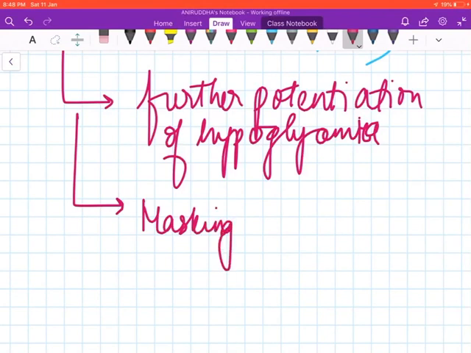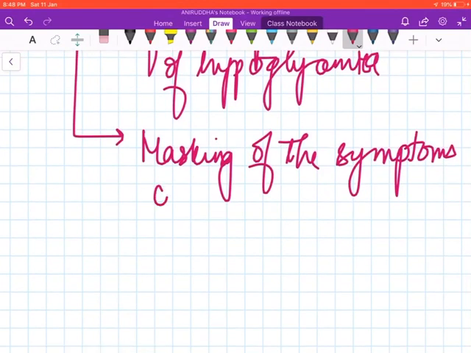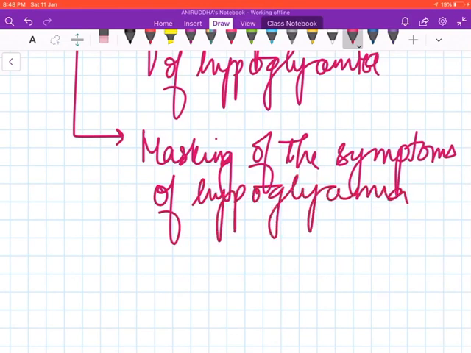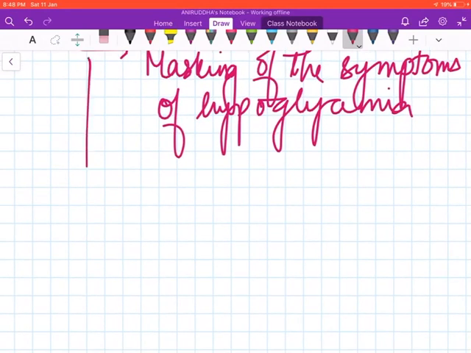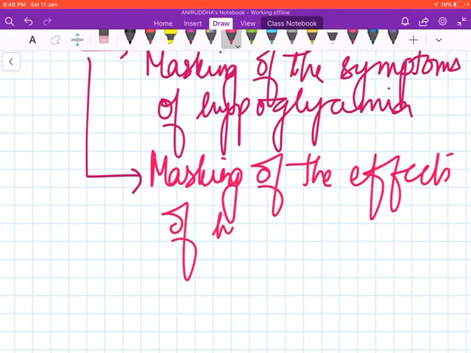There will be masking of the symptoms of hypoglycemia. And there will be one more thing which I haven't discussed yet: due to sympathetic blockade, most of the symptoms of hypoglycemia will disappear. Masking of the effects of hypoglycemia.